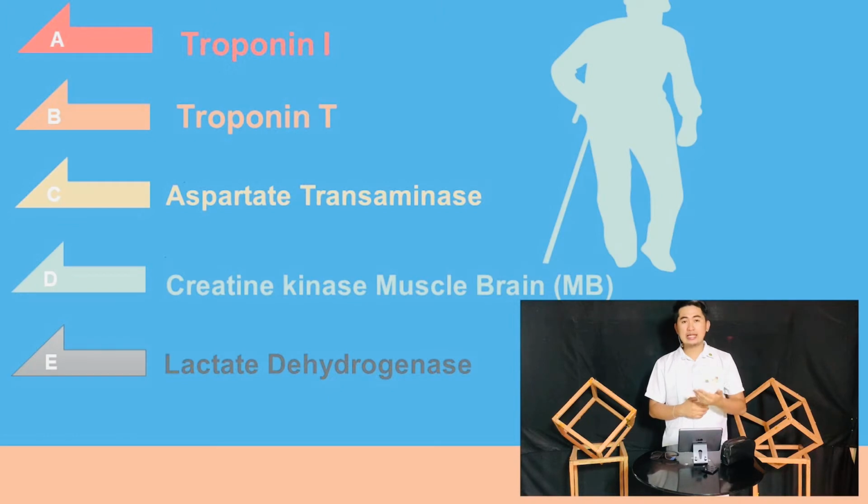Is it A, troponin I, letter B, troponin T, C, aspartate aminotransferase, letter D, creatine kinase, specifically the MB or the muscle brain, and letter E, lactate dehydrogenase? This question is difficult to answer since it requires both the knowledge of the relative sensitivity of cardiac enzymes and the relative timeline of which they rise after a recent infarction. So the answer for the question is letter D.